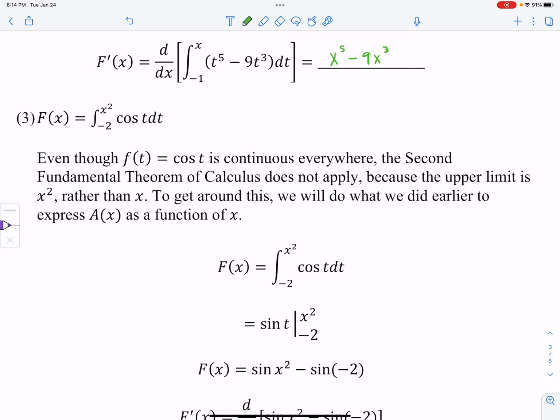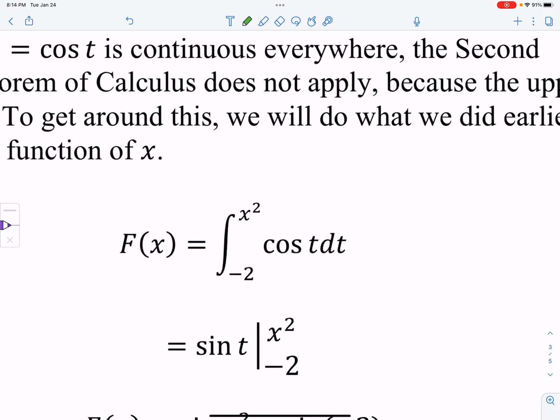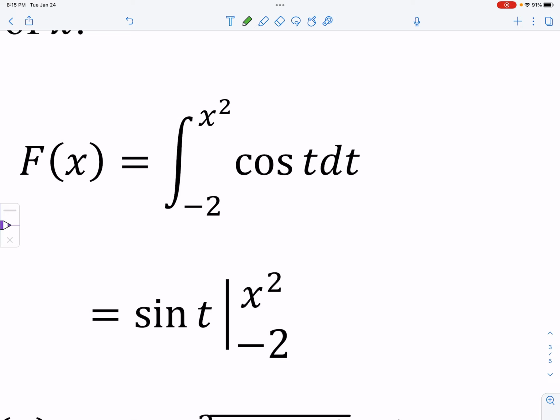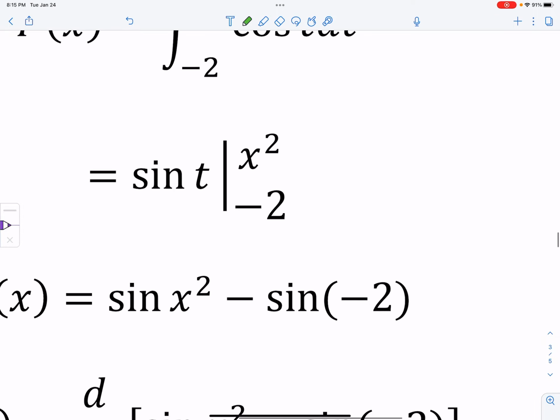So to get around this, we're going to do what we did earlier and express A of x as a function of x. What I mean by that is we're going to apply the first fundamental theorem of calculus here, right? When we integrate cosine of t, we should get sine of t. And then applying the first fundamental theorem of calculus, we get this difference. So sine of x squared, and that's sine of x squared, not sine squared, minus sine of -2.